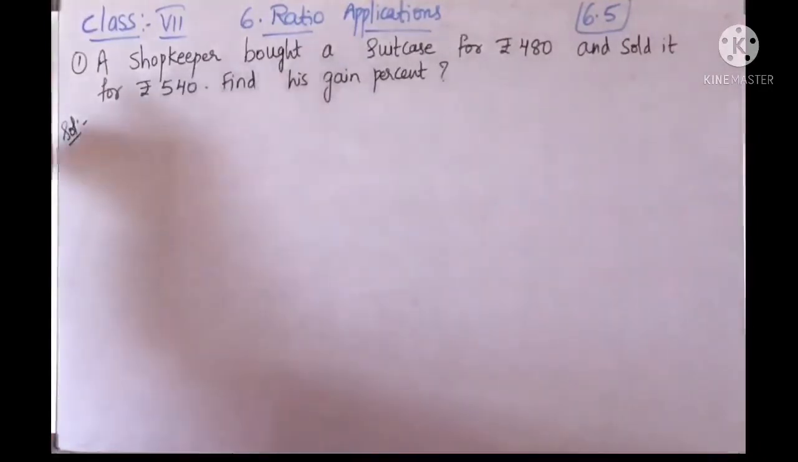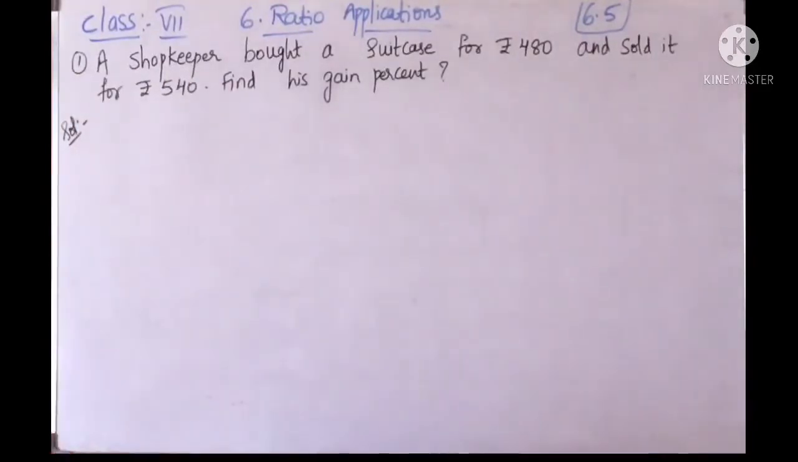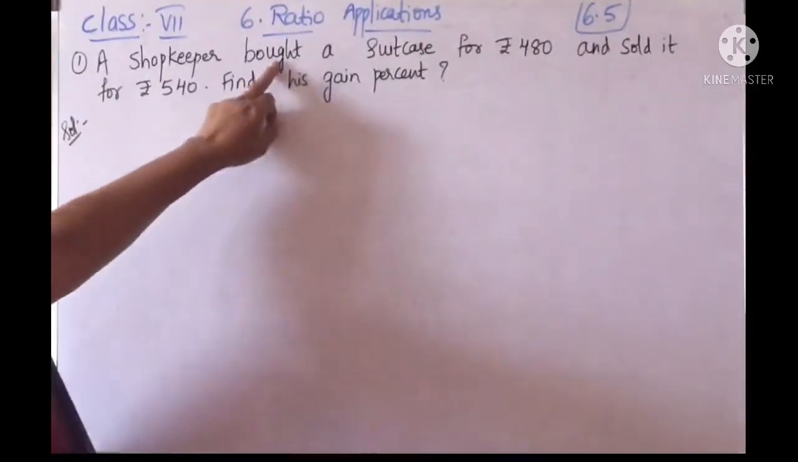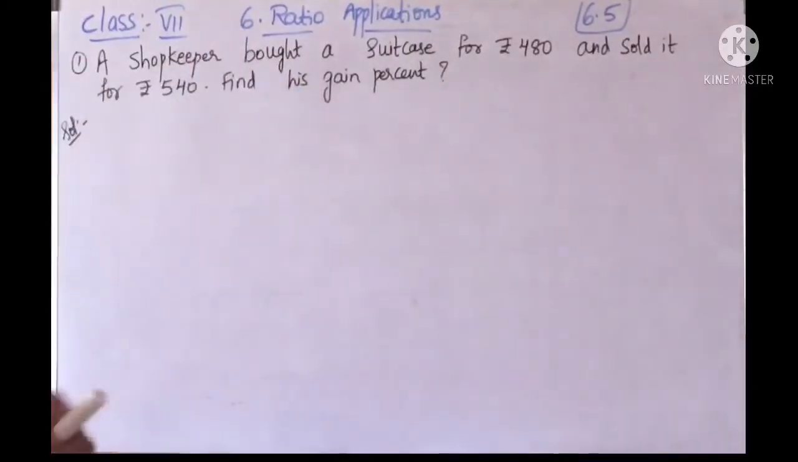Coming to the first question. A shopkeeper bought a suitcase for rupees 480. Here, bought will come under CP or SP? Yes, we are purchasing, so it comes under CP, cost price. And sold it for rupees 540. Sold means selling price. They are asking you to find the gain percentage.